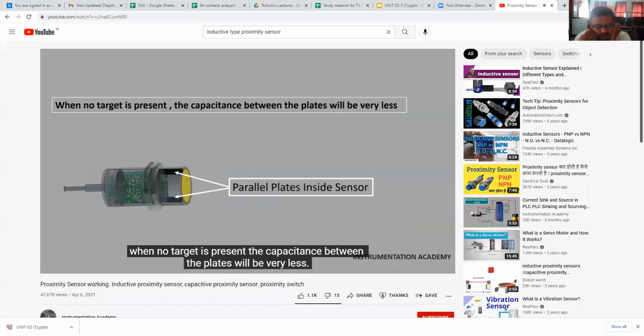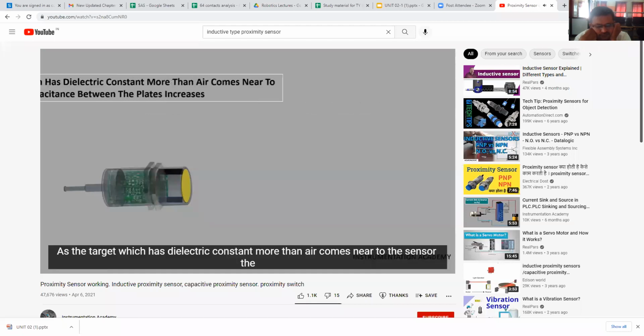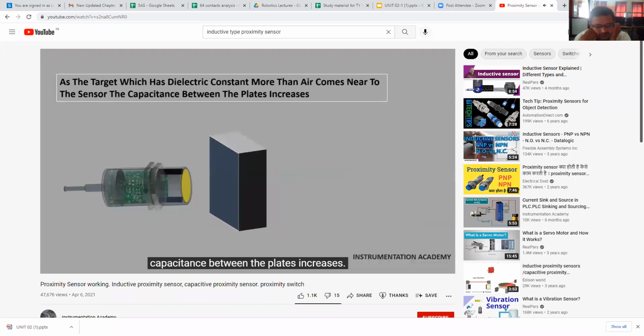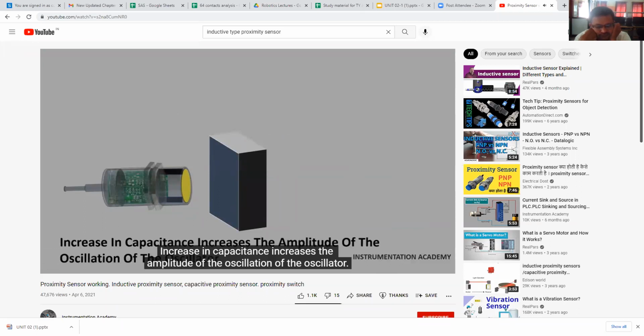When no target is present, the capacitance between the plates will be very less. These plates are linked to an oscillator and a detector circuit. As the target which has dielectric constant more than air comes near to the sensor, the capacitance between the plates increases. Increase in capacitance increases the amplitude of the oscillation of the oscillator. When the oscillation exceeds a specific value, the detector turns on the output of the sensor.